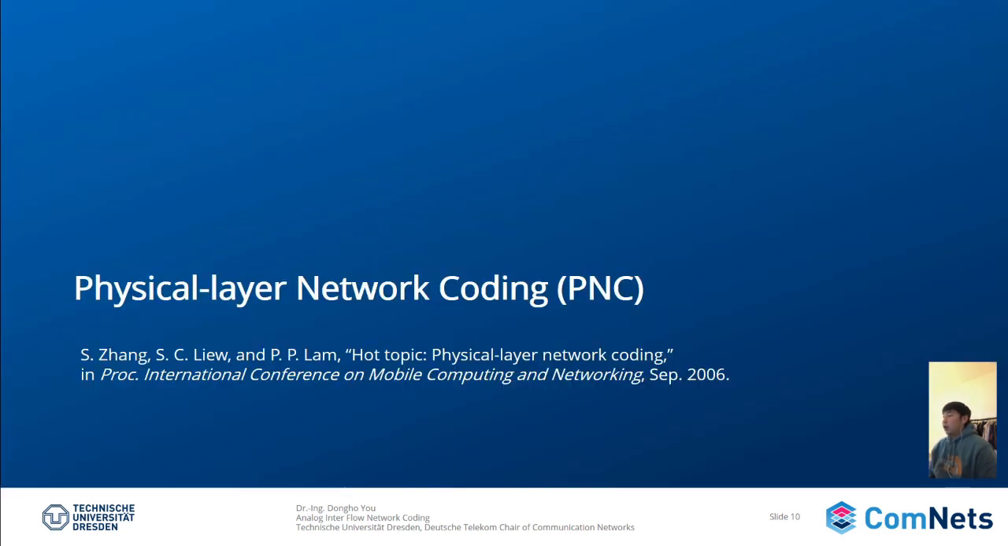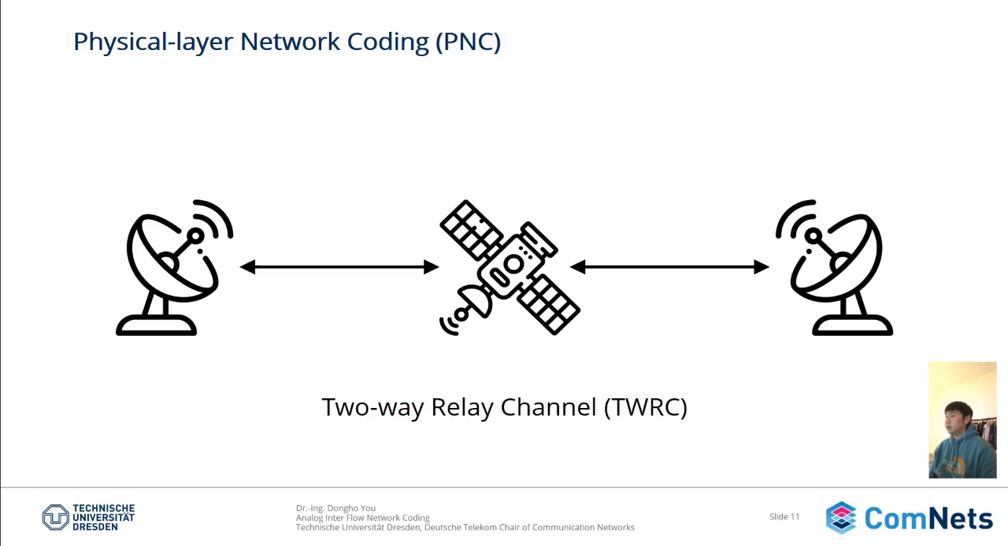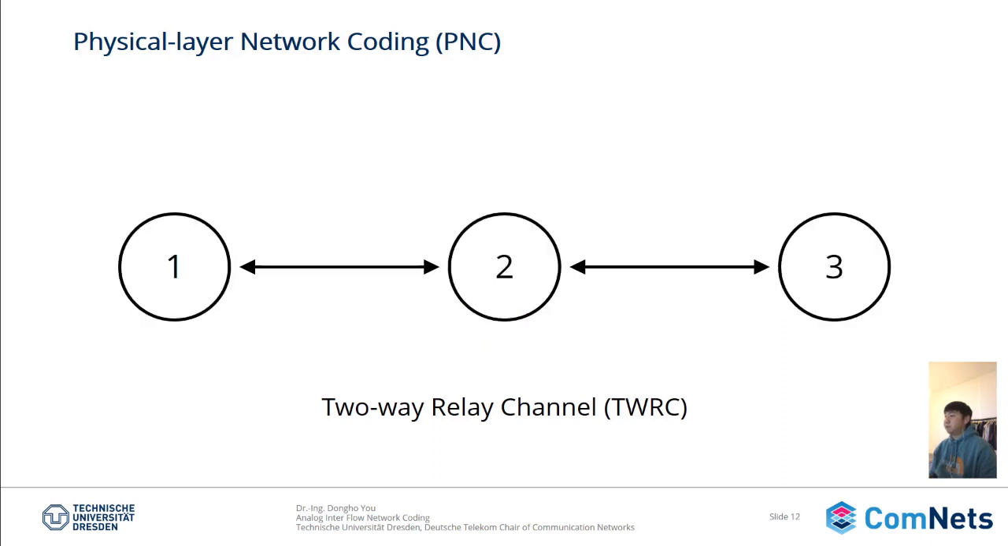Good. Okay, now let's see physical layer network coding first. As we guess from the name, this is one of the network codings operating in the physical layer. Let's consider the two-way relay channel first, in which two nodes want to communicate with each other with the help of the relay node here. This topology is also known as the Alice-Bob topology. For simplicity, let's change the node names into node 1, node 2, and node 3. Here, node 2 is the relay node.